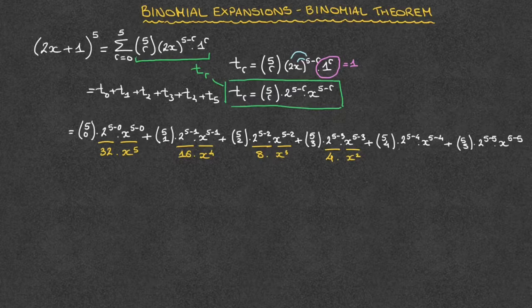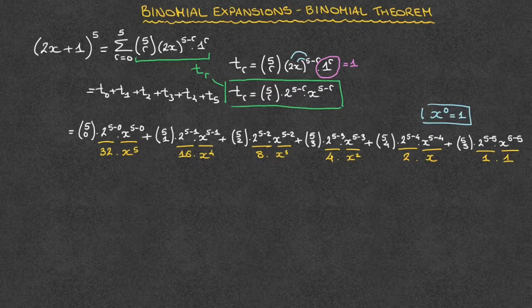For the next term, we have 2 to the power of 5 minus 4, which is 2 to the power of 1, which just equals 2, and that multiplies x to the power of 5 minus 4, that's x to the power of 1, which is just x. Finally, in the last term, we have 2 to the power of 5 minus 5, that's 2 to the power of 0, which equals 1, and that multiplies x to the power of 5 minus 5, which is x to the power of 0, which is also equal to 1. Remember, any non-zero number x raised to the power of 0 will always be equal to 1.